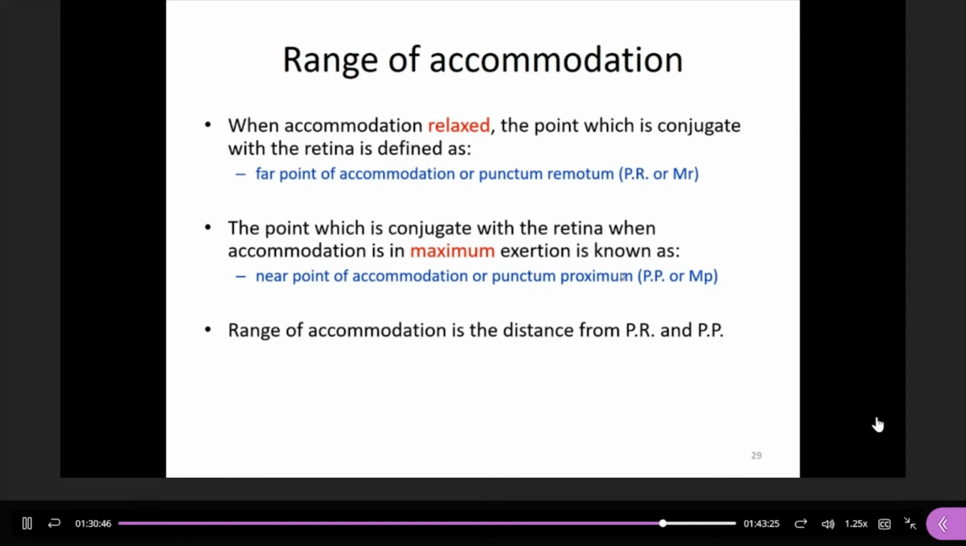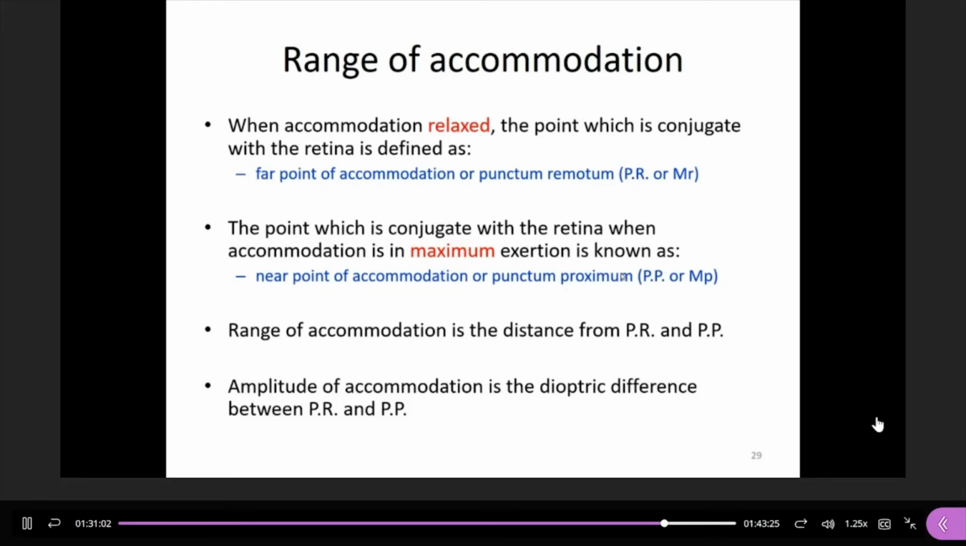Concerning the range, the range of course would be the distance from the PR, the punctum remotum, to the PP, the punctum proximum. In terms of the amplitude, it would be the dioptric difference between the PR and the PP.